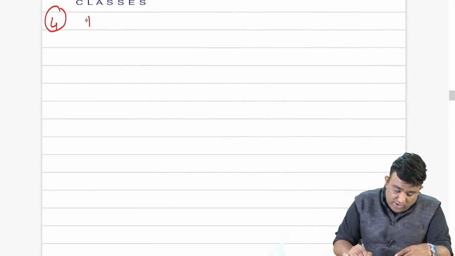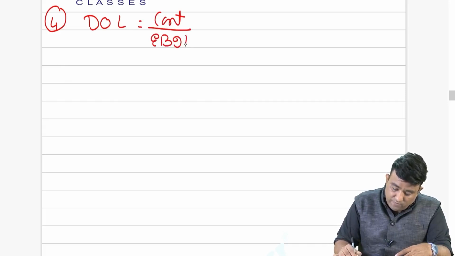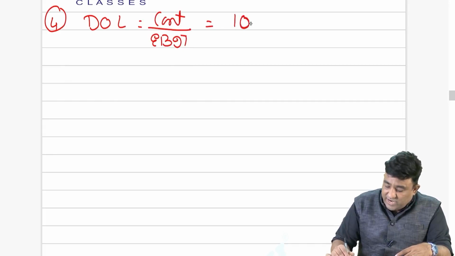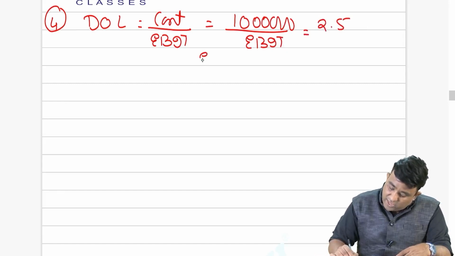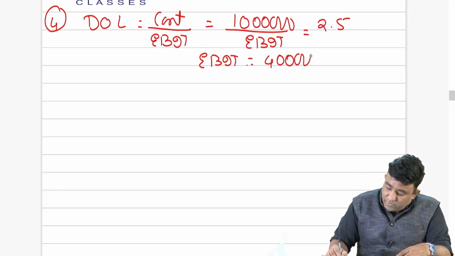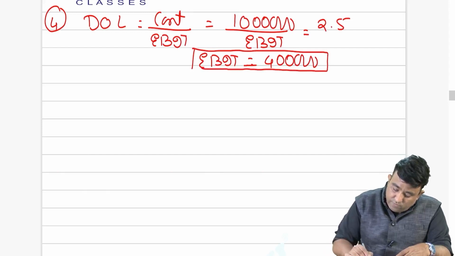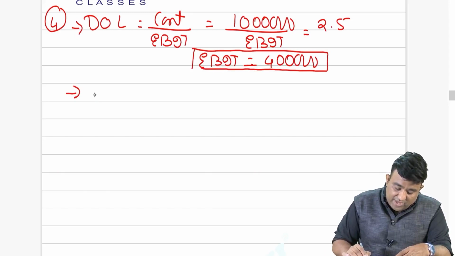Student, they have given you DOL. What is the formula of DOL? Contribution upon EBIT, yes, no? Do we have contribution 10 lakh? We don't have EBIT. But student, we have this as 2.5. So can I calculate EBIT as 4 lakh? I think very simple. Yes, no? With that, I can easily calculate now.